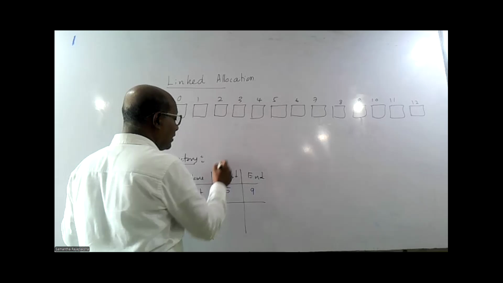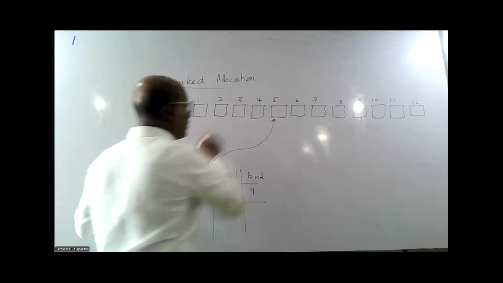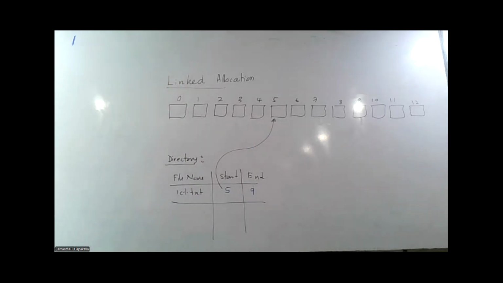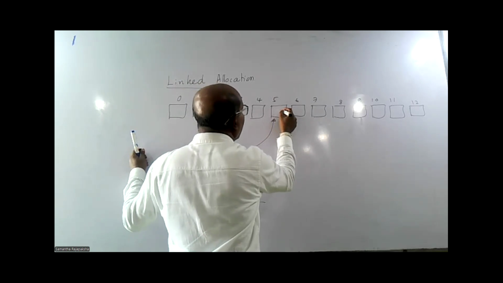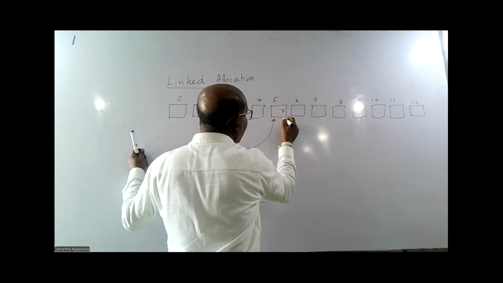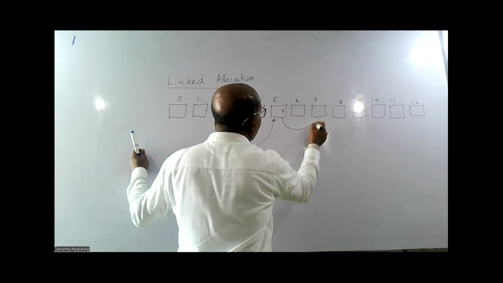So this says the starting one is the fifth block. Once you go to the fifth one, it tells you the next one. Let's say the next one is 7. That says the next block is 7.